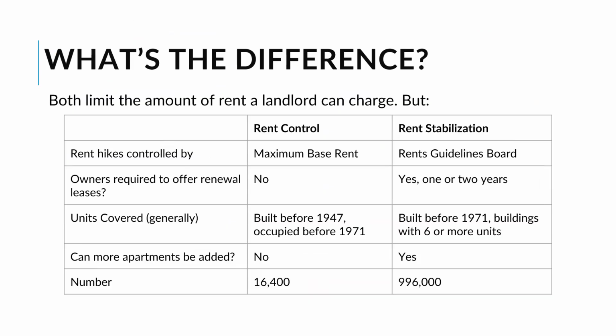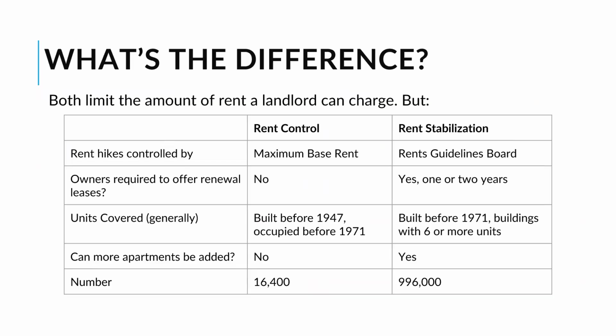Generally, with rent stabilization, the landlord has to offer the tenants a renewal lease, and it has to be 1 or 2 years long. That's the lease term. And then generally, rent stabilized buildings are going to be built before 1971, buildings with six or more units. And oftentimes, it's not done by the building, it's actually done by the unit. So a landlord might have 5 apartment buildings, and one of these apartment buildings might be 20 rent stabilized units and 20 market units that are not subject to rent stabilization.